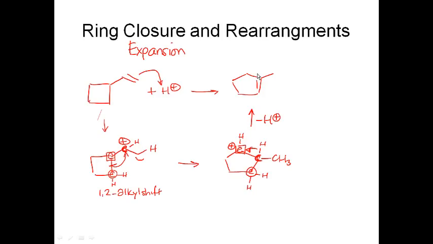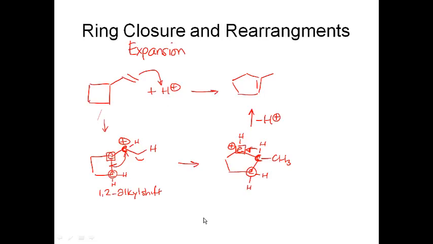It can happen with a 5-membered ring going into a 6-membered ring, and sometimes we'll end up with ring contraction, where we might go from a 7-membered ring down to a 6-membered ring. And your book has many examples of those, and we may do a couple of those in class as well as for homework. So that's a kind of unique reaction.